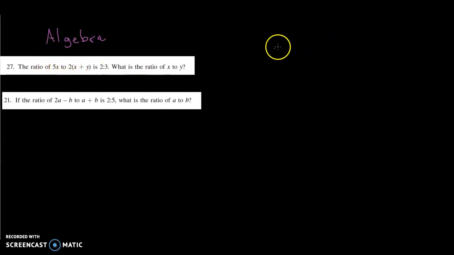All we need to do is set up our two ratio columns here and cross multiply. So here, let's just illustrate the first one. Ratio set 1, ratio set 2. So the first thing we have is the ratio of 5x to this thing. I'm just going to distribute these terms, right? Instead of writing 2 parentheses x plus y, I'm going to write that as 2x plus 2y. Hopefully that makes sense. 2x plus 2y.